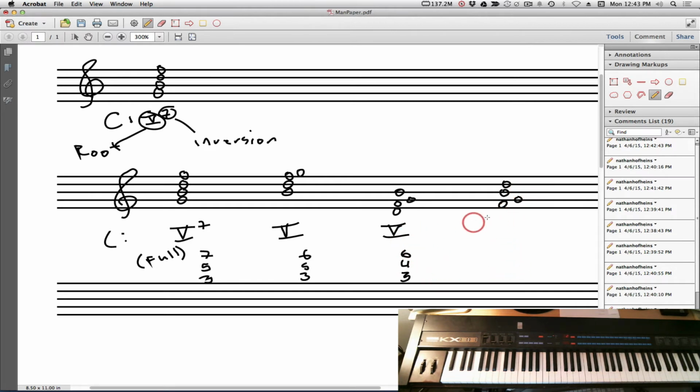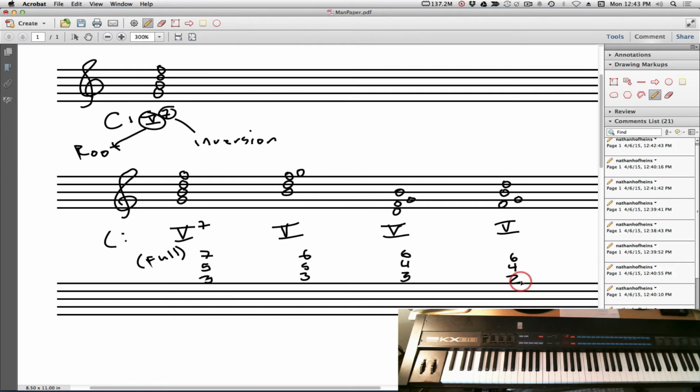That's still a 5 chord. We've still got the same collection of pitches. G is still the root, so that's a 5. Now what do we have above the bass? We've got a second, a fourth, and a sixth. Okay, so these are the full figures for this figured bass.